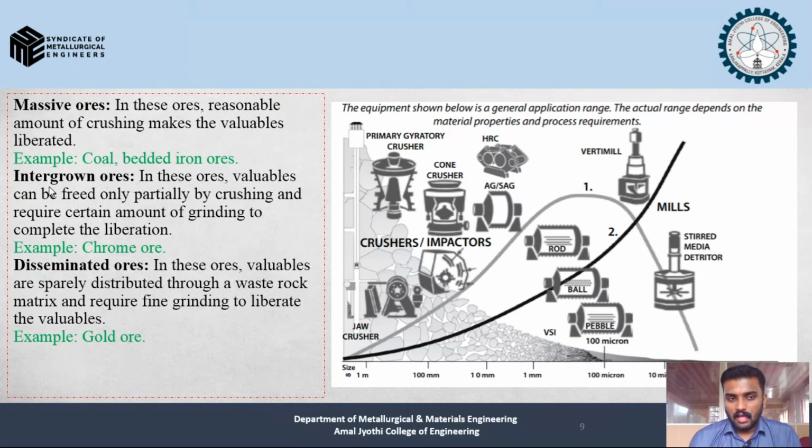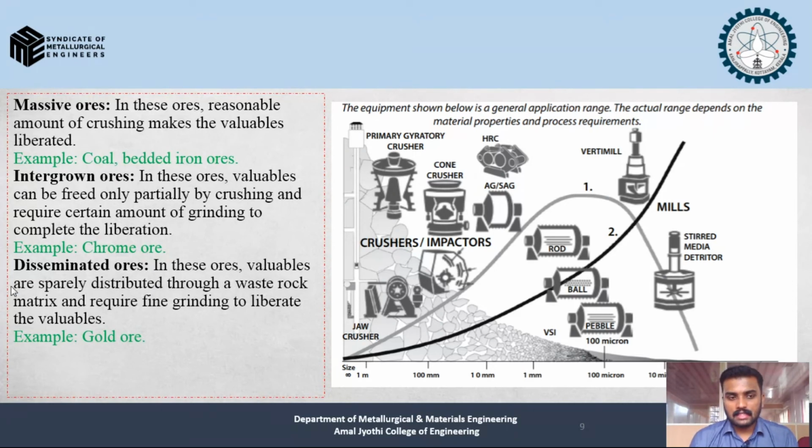Whereas we have the next classification called interground ores. In this particular ore, we have a process like crushing, along with that a certain amount of grinding is also required for the liberation. For example, we have chrome ore. So depending on the ore we are using, the process will vary accordingly.